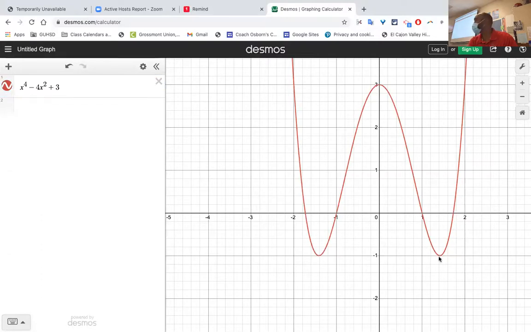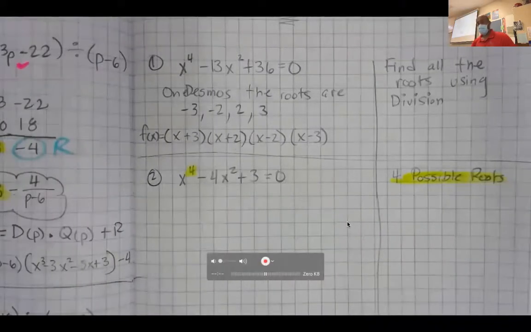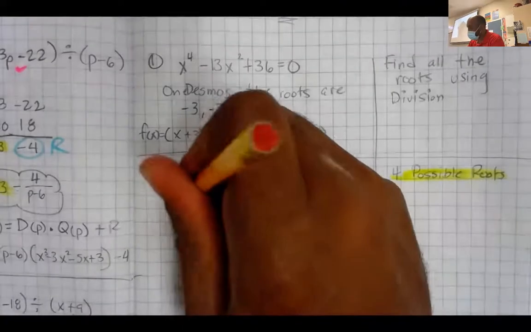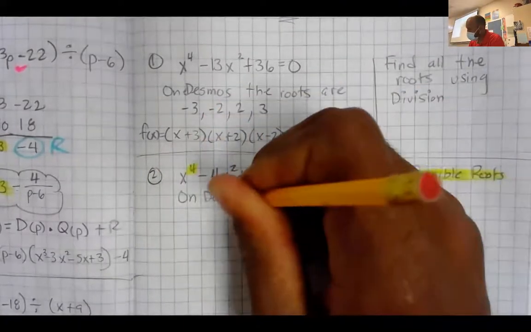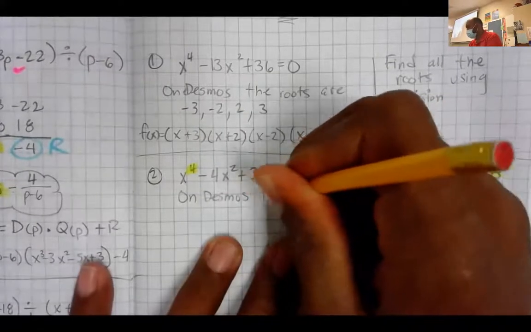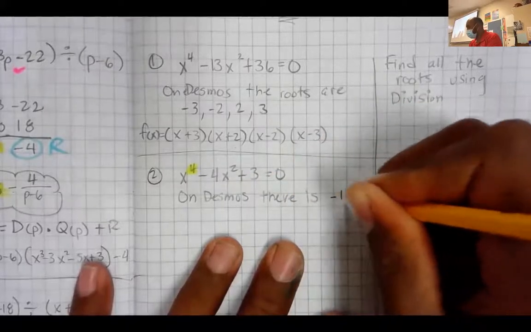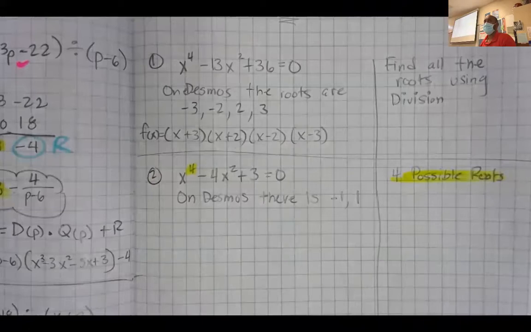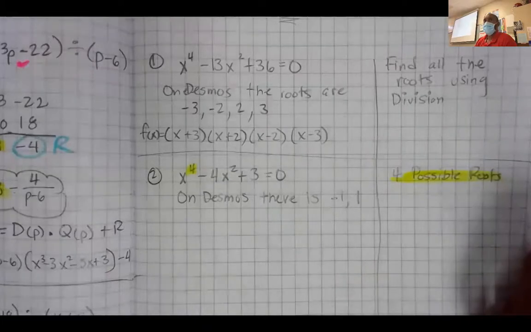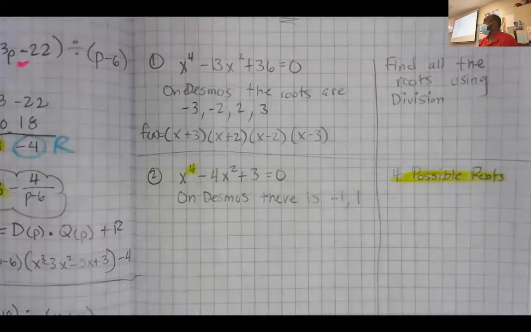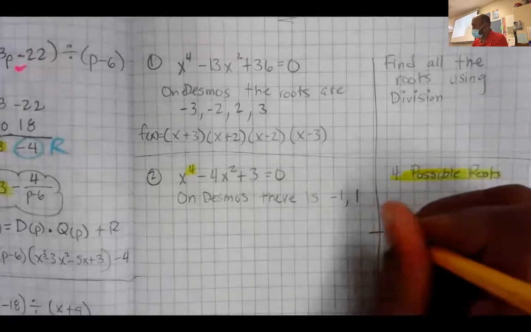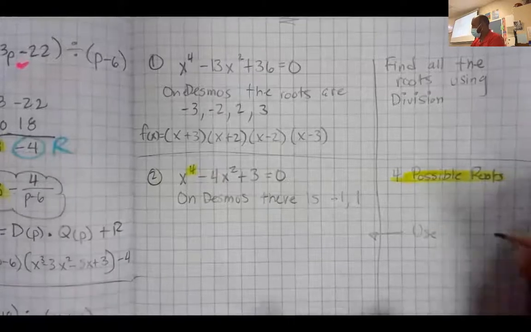So what we're going to do, because we want the exact values, is take one of those factors. So on Desmos, there is -1 and +1. To figure out the rest of them, or to figure out the exact values, we're going to use that in synthetic division. So I'm just going to use synthetic division on this first set to factor it out.